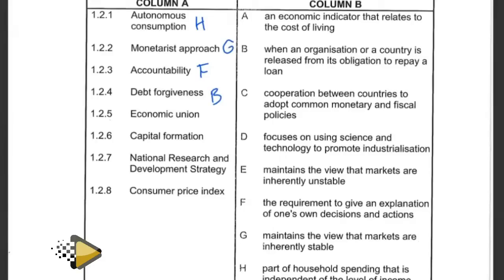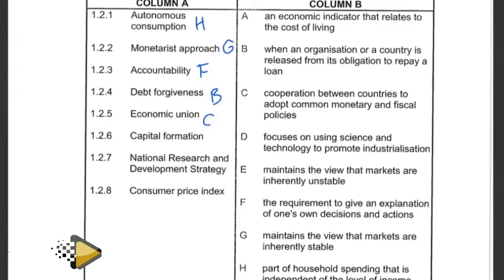Now let's move on to the next question, 1.2.5, that reads as follows: economic union. When we talk of the economic union, we refer to cooperation between countries so as to adopt common monetary and fiscal policies. So if you check the list of the characteristics given, the appropriate answer in this regard is going to be C. Okay, right, grade 12. So now let's move on to the next question.